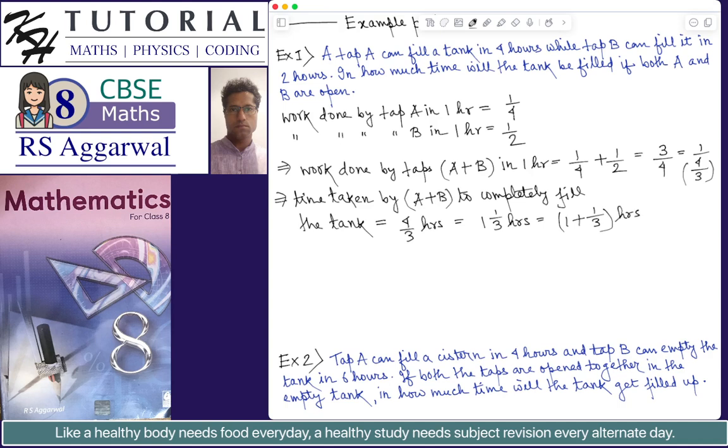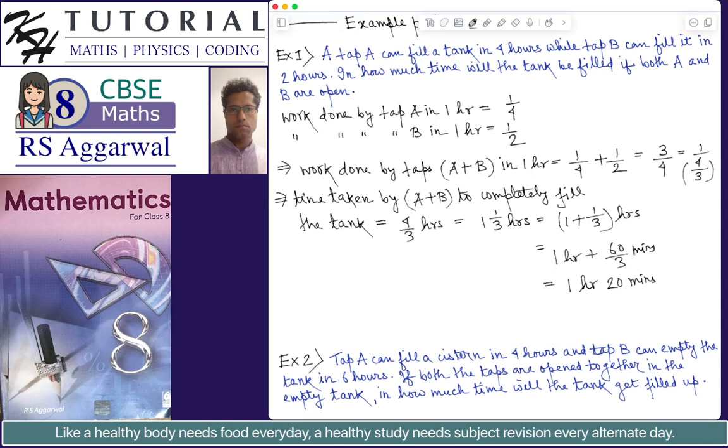So whenever you have hours as a mixed fraction, 4 by 3 is an improper fraction. In mixed fraction it is 1 and 1 by 3. Then you should always convert the hours into hours and minutes. So this is equal to 1 hour plus 60 by 3 minutes. This is equal to 1 hour and 20 minutes. So when both the taps A and B are working together, or they are both open, it takes 1 hour and 20 minutes to completely fill an empty tank.